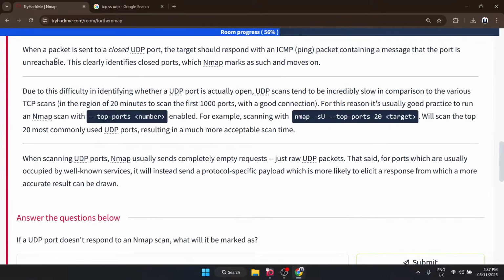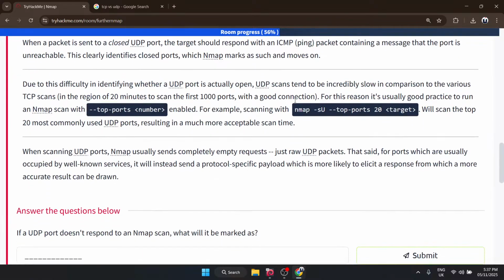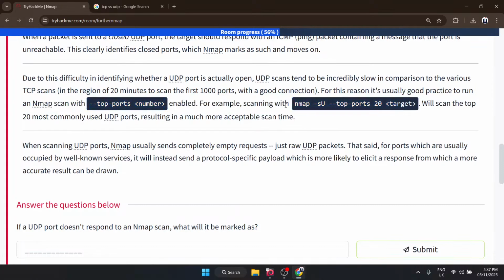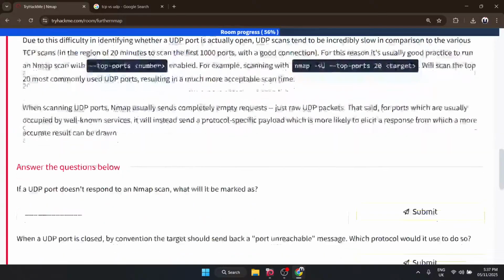Now next, let's look into UDP scanning. We can simply do nmap -sU. This is a better method for scanning your UDP ports. -sU is for UDP ports, and it will scan the top 20 ports. Here you can see how many top ports: 20 ports. Most used 20 UDP ports will be scanned. So we can simply use this.